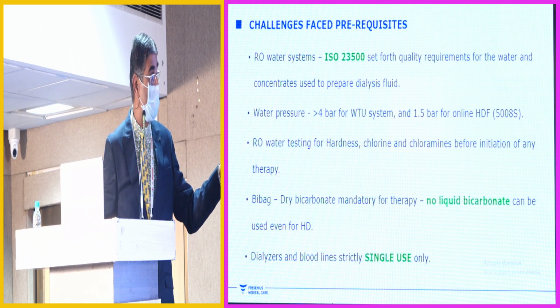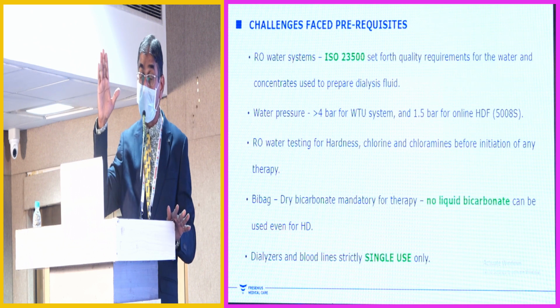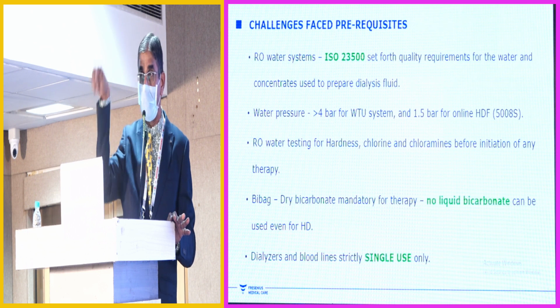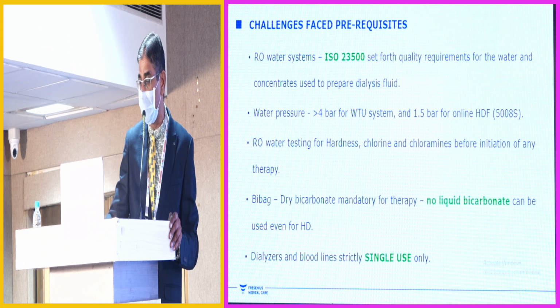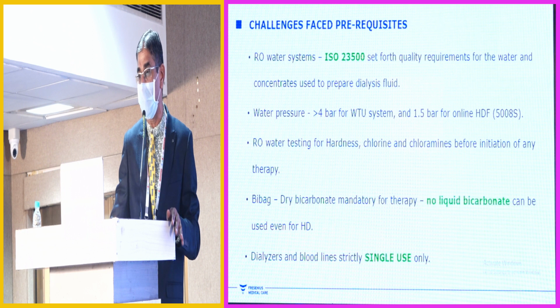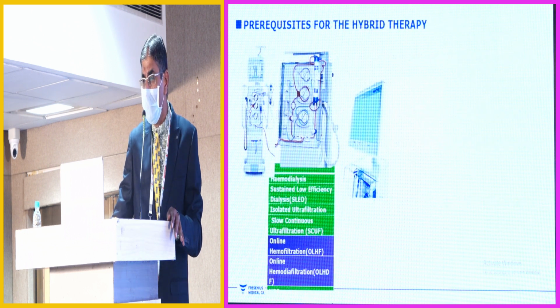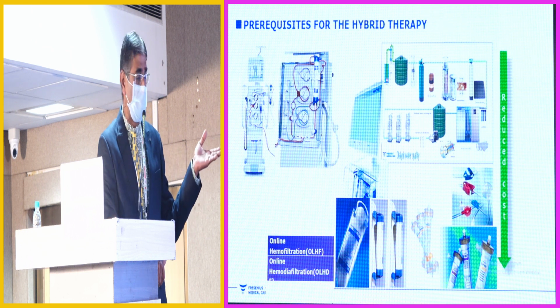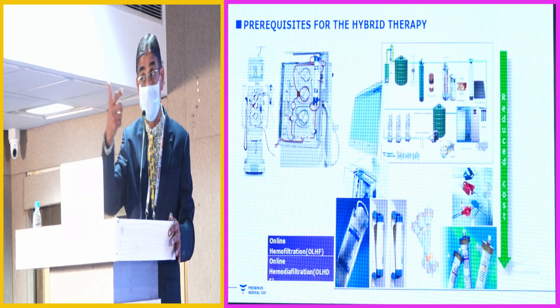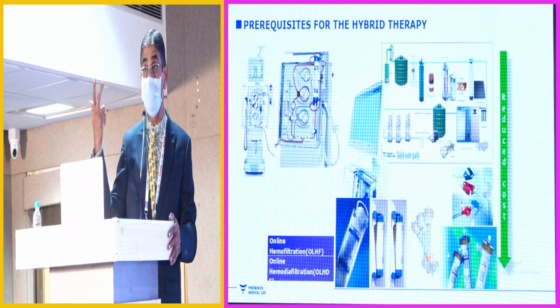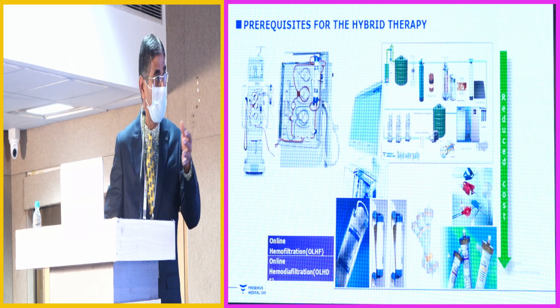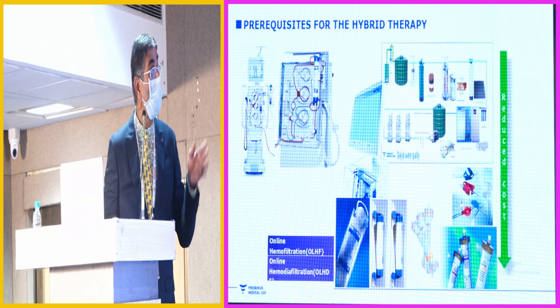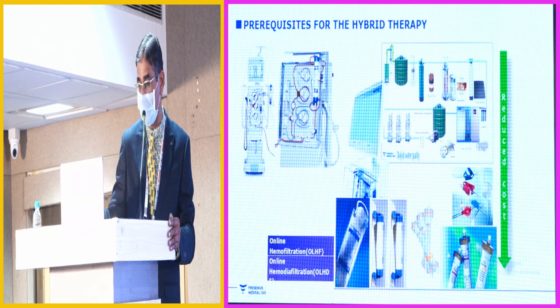All dialyzers and blood lines, even for HD, ideally should carry the 2 oblique lines in a circle symbol, meaning single use only, not just for hemodiafiltration. So what can you do with this online hemodiafiltration machine? You can do SLED, SLED-F, online hemodiafiltration pre- or post-dilution, you can also do HF, and you can also do normal hemodialysis.